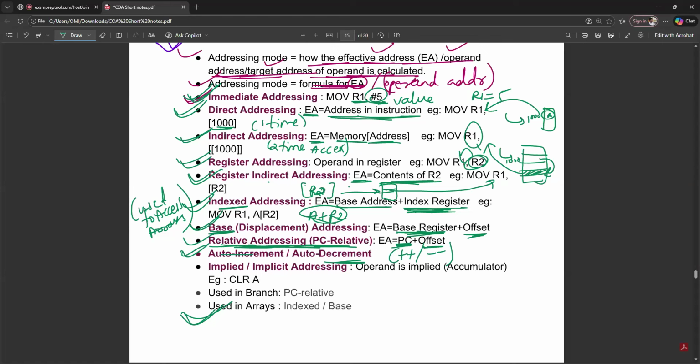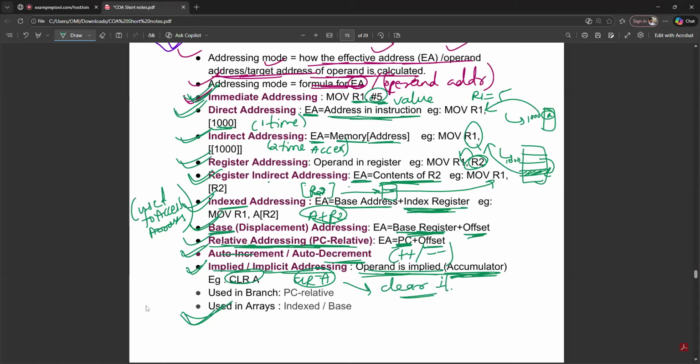Now the next one is implied or implicit addressing. What does it mean? The operand is implied, for example the accumulator. If you write clear A, automatically you know that the operand is present in the accumulator, and you have to clear it.